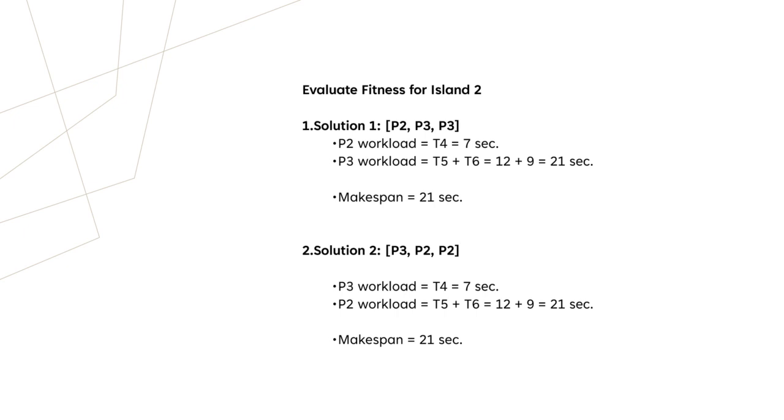processor 3 is running two tasks, T5 and T6, and the total time is 21 seconds. So the total time will be counted, which will be 21 seconds. This whole solution will take 21 seconds. Then solution 2, the same process. There is a term makespan. The makespan refers to the total time which the processors will take to execute these tasks. You see that both times are the same, 21 seconds, so both fitness values are the same for these solutions.